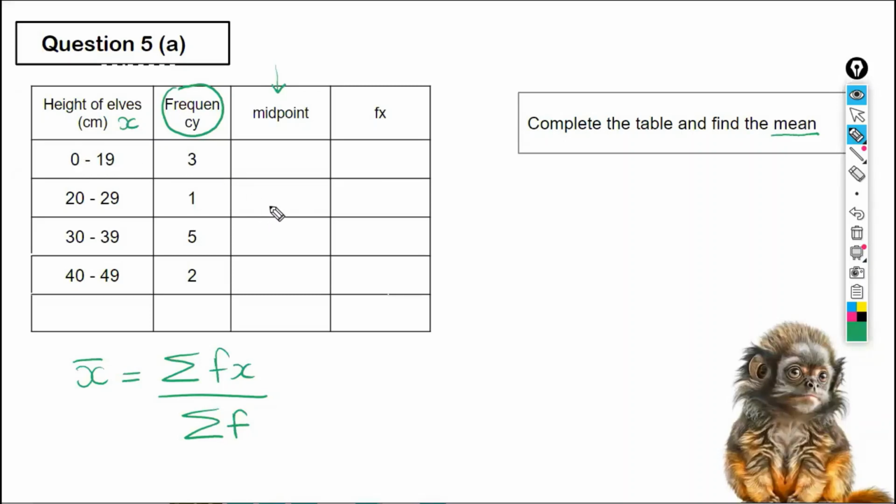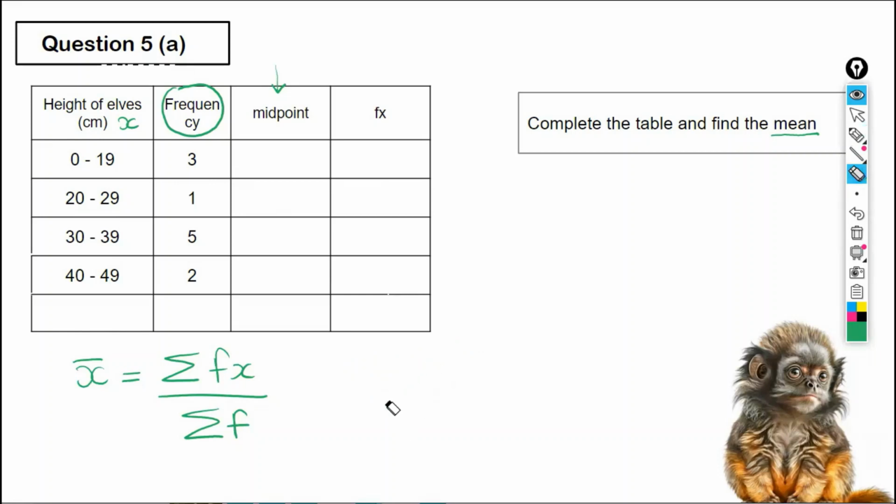Now be very careful. When you're adding 0 and 19, do not type it in straight on your calculator. At least put the top in brackets and then press divide by 2. That way your calculator will know that you're dividing the whole summation of the top by 2, right? So let's quickly find the midpoints.